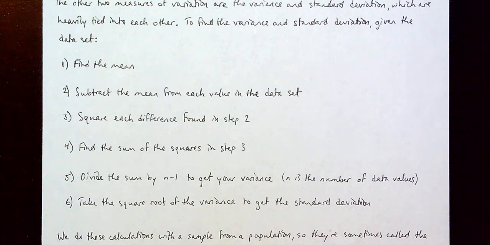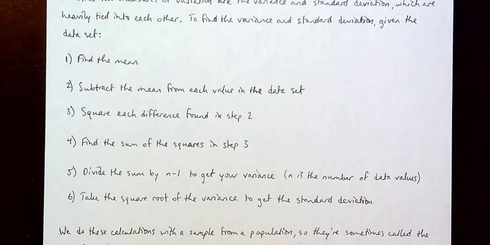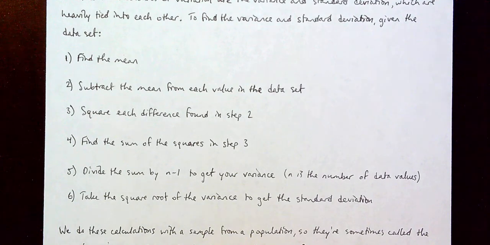To get the standard deviation, you simply take the square root of your variance. So you get the variance first, then take the square root of your variance, and that gets you your standard deviation. And we're always working with the positive square root. So the positive square root of your variance is your standard deviation.